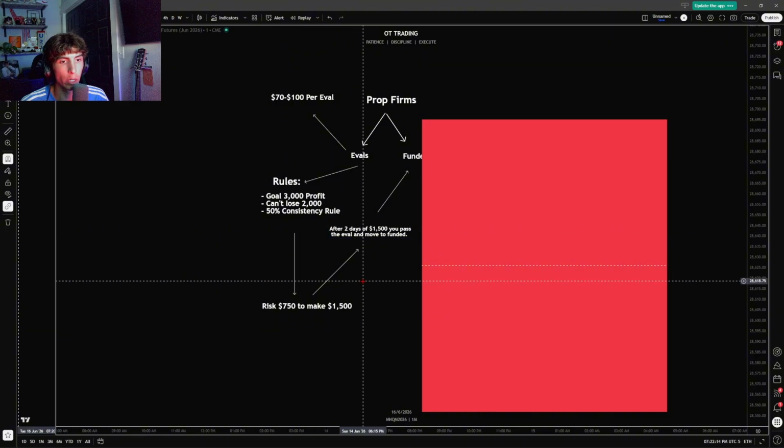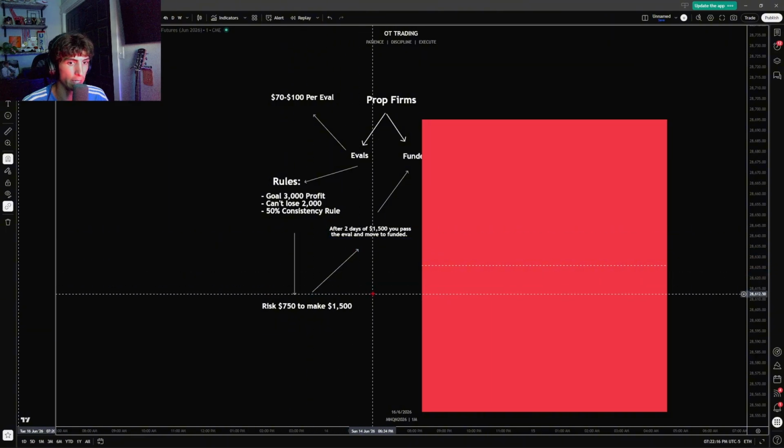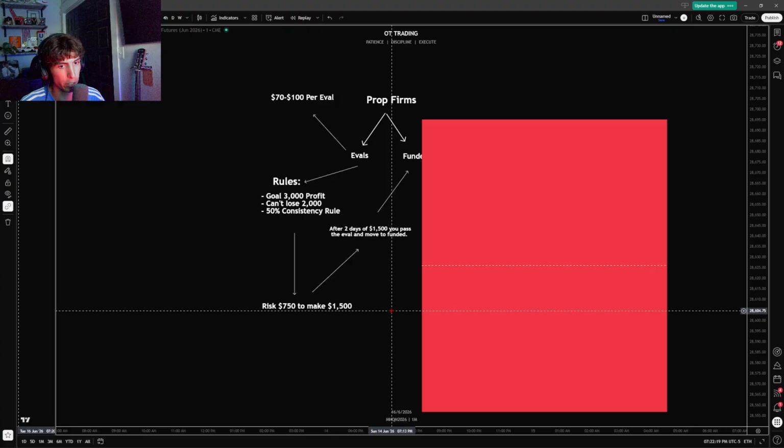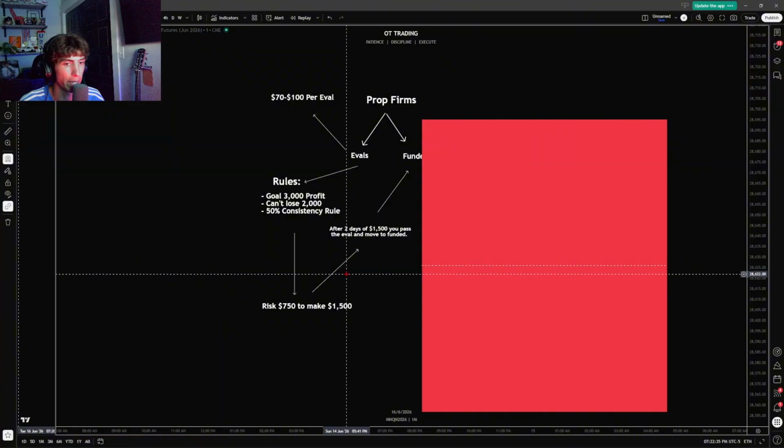So how do I go about trading these evaluations? A lot of beginner traders de-risk. They only risk $100, so they're spending months on their evaluations, and this is not how you should be going about them. Prop firms are a return on investment industry. What do I mean by return on investment? You're going to spend money in order to make money.